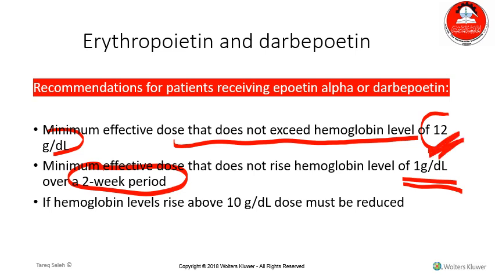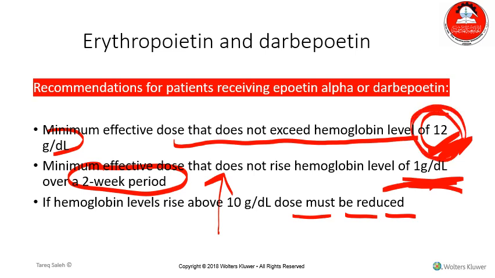So you can't go above 12 gram per deciliter, and you will have to increase hemoglobin very gradually of no more than 1 gram per deciliter every 2 weeks. If hemoglobin starts rising above 10 gram per deciliter, the dose of erythropoietin must be gradually reduced, okay, so that you won't reach the maximum limit of 12 gram per deciliter so fast. These guidelines of how to use erythropoietin are very important.